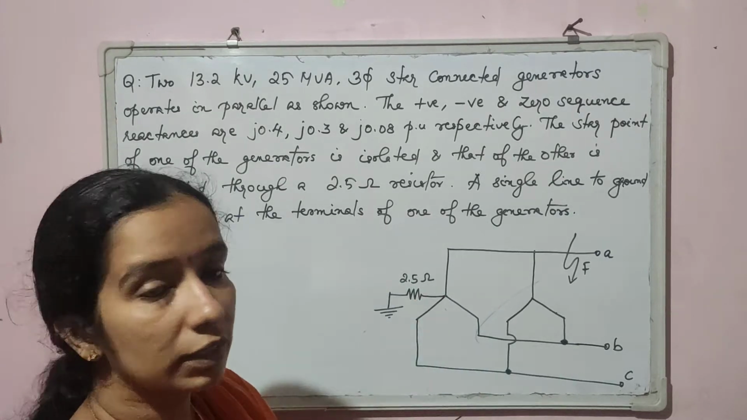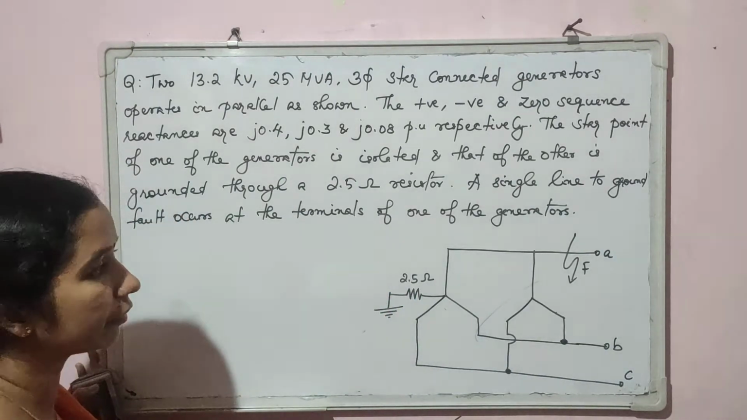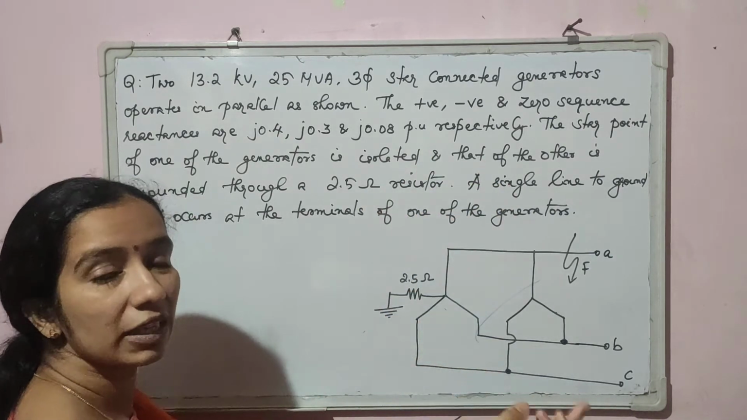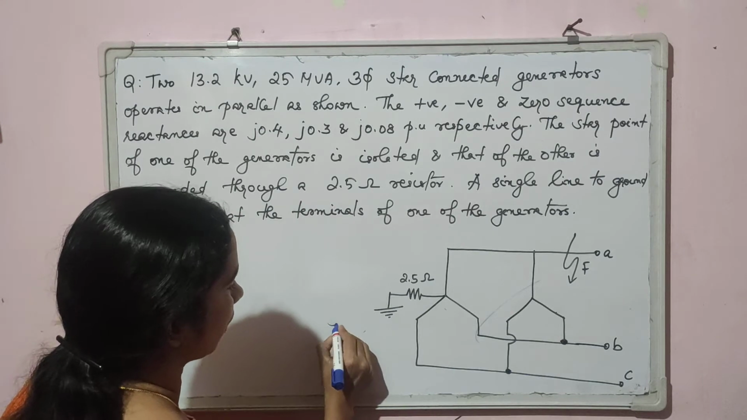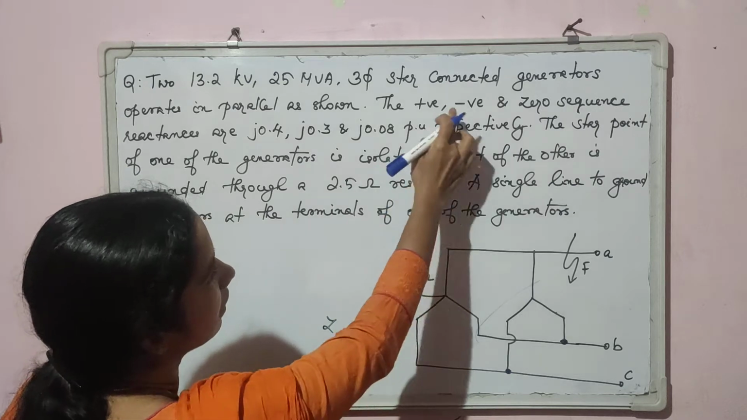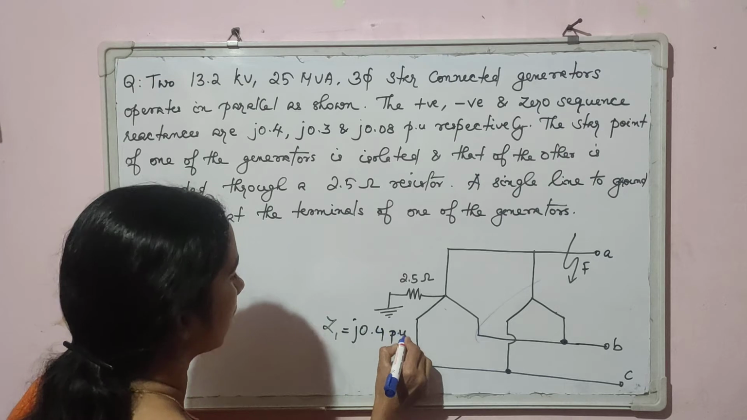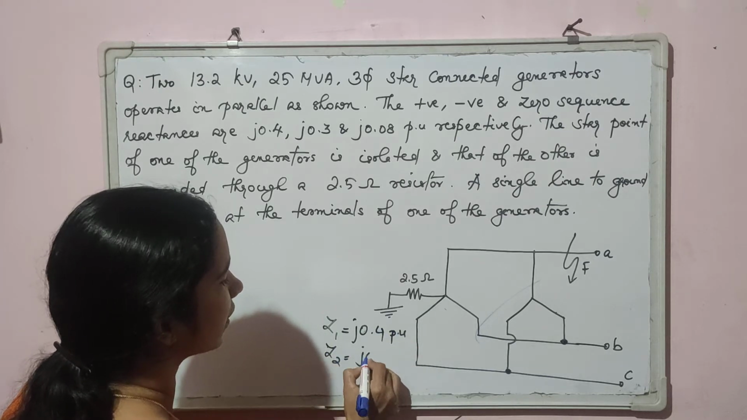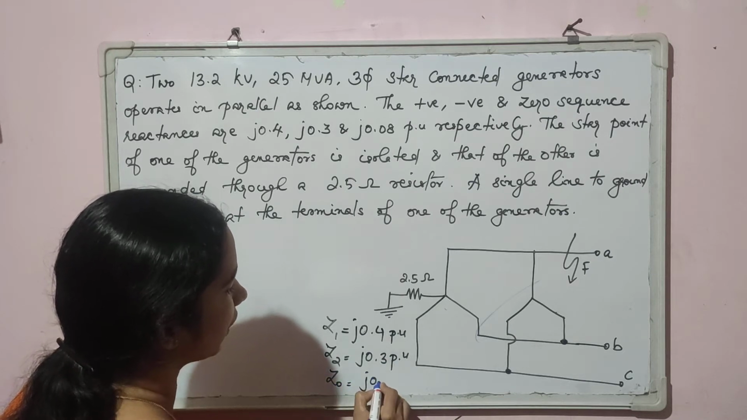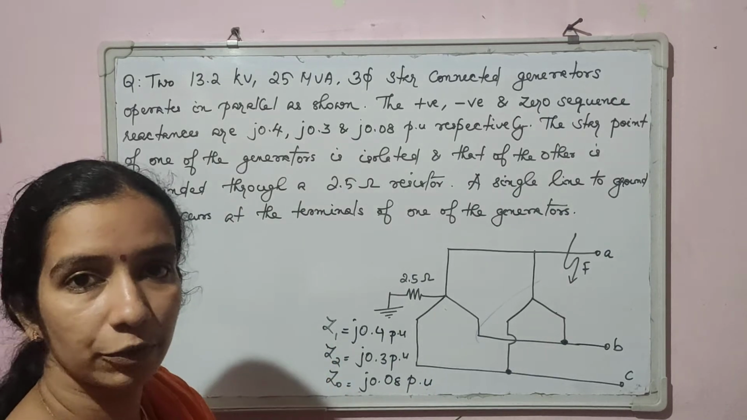So let us note down the parameters given. The value of the grounding resistor is 2.5 ohm. Then the positive, negative and zero sequence reactances of each of the alternators are given: Z1 is j0.4 per unit, Z2 is j0.3 per unit and Z0 is j0.08 per unit. Okay, so we have noted all the required parameters.